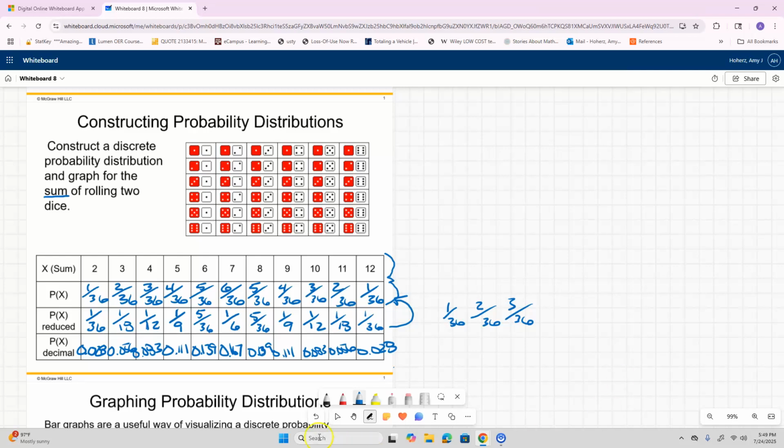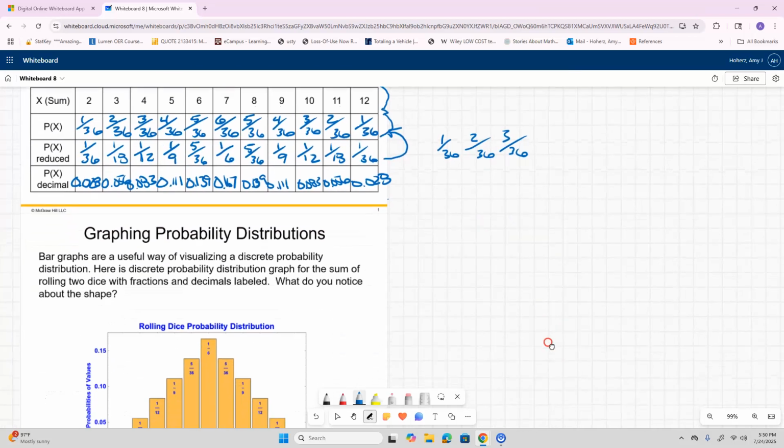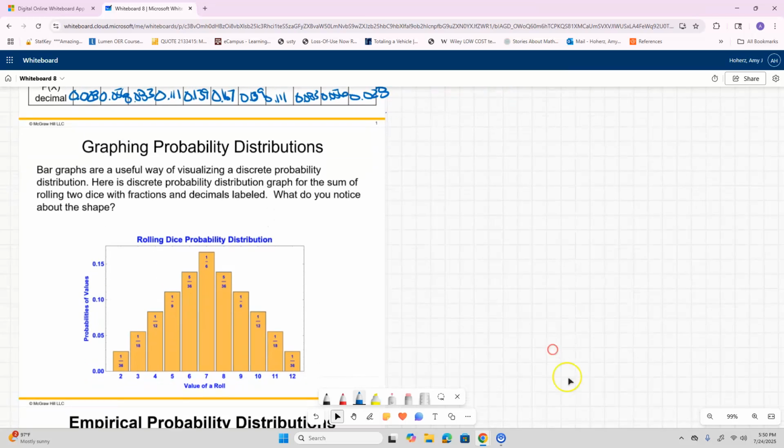So I just want you to understand that when you're looking at the answers in ALEKS or in the textbook, they're going to give it in reduced form, but the problem with that is sometimes you can't recognize where it came from as easily.